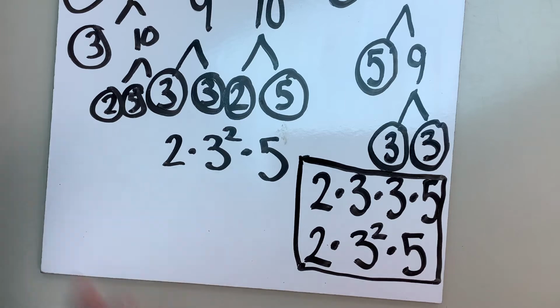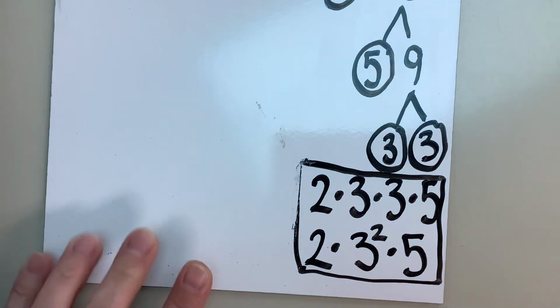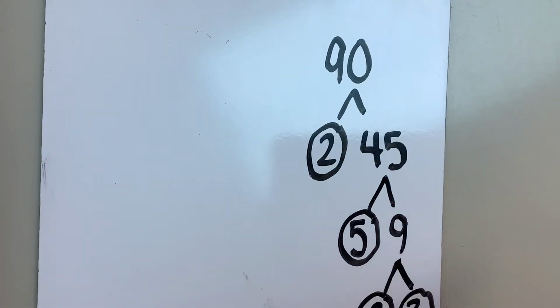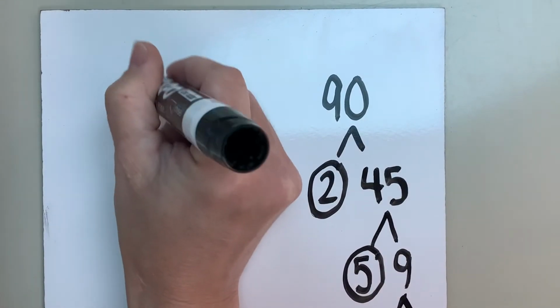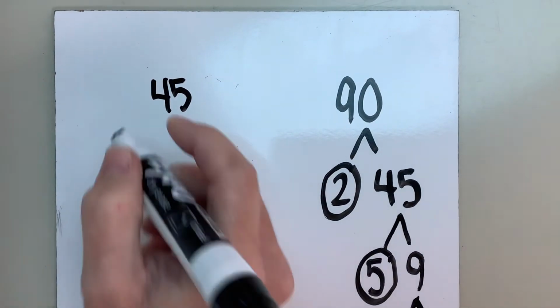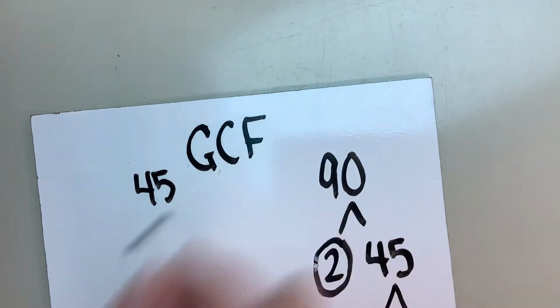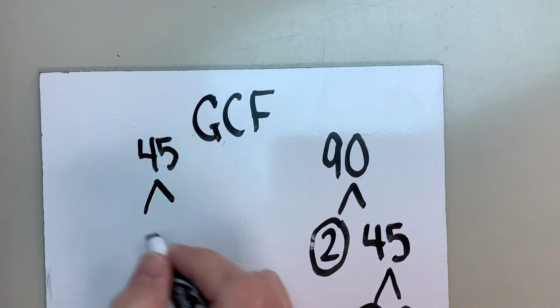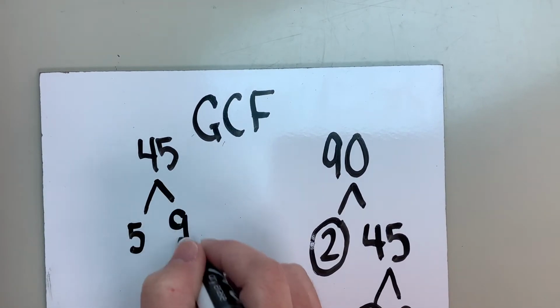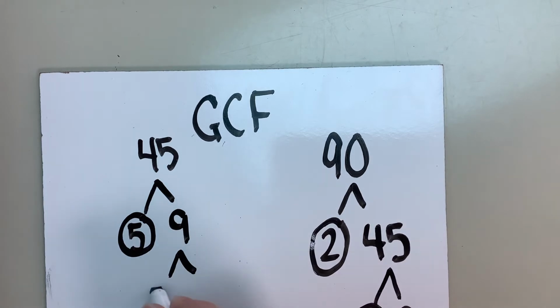All right, so let's go ahead and use 90. And we will use 45. So I'm going to write, and I want to find the greatest common factor. So I'm going to break the 45 down into 5 and 9, and then 3 and 3. So my prime factorization is 3 times 3 times 5.